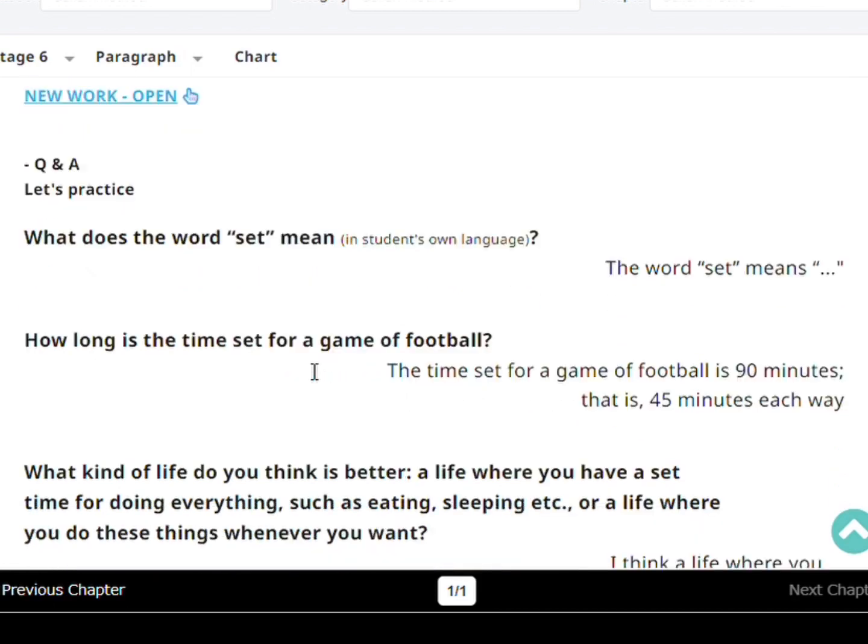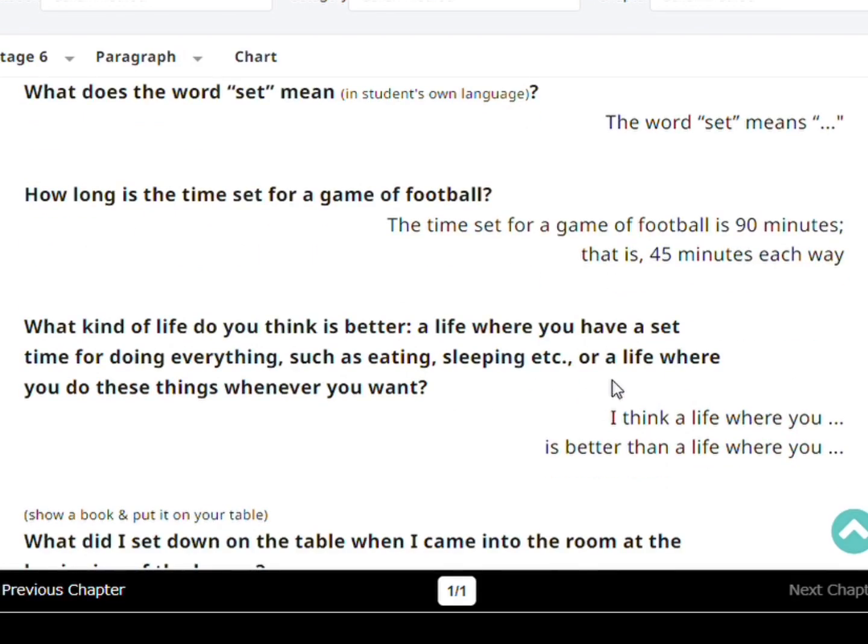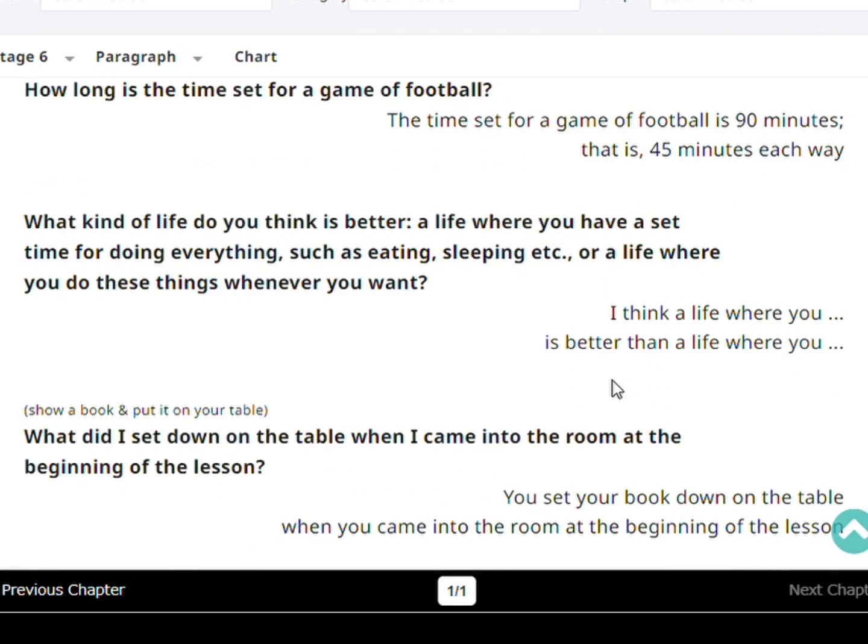What kind of life do you think is better? A life where you have a set time for doing everything, such as eating, sleeping, etc., or a life where you do these things whenever you want? What kind of life do you think is better?